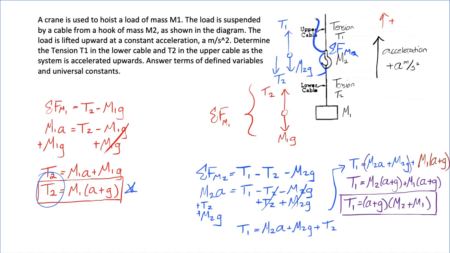Naturally, the tension in the upper string is higher than the tension in the lower string. And both of these are higher than they would otherwise be if the system was at rest and there was no acceleration.